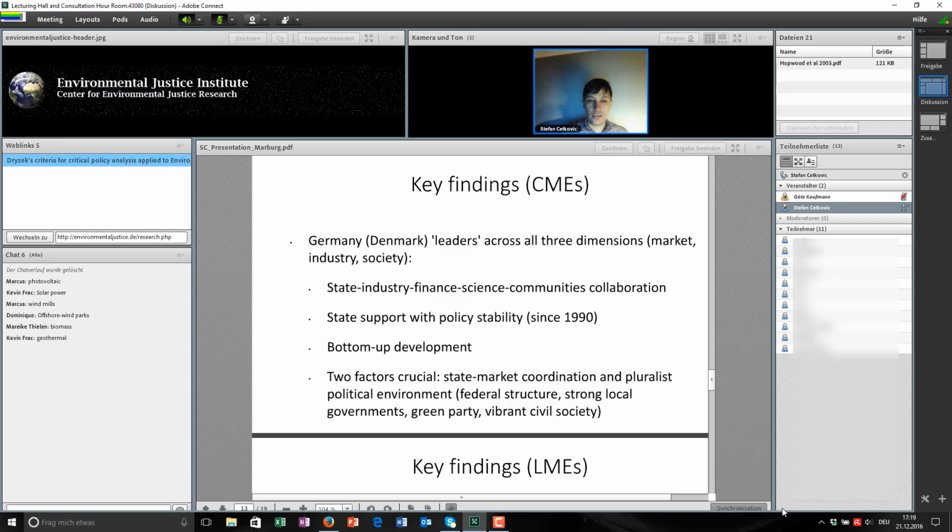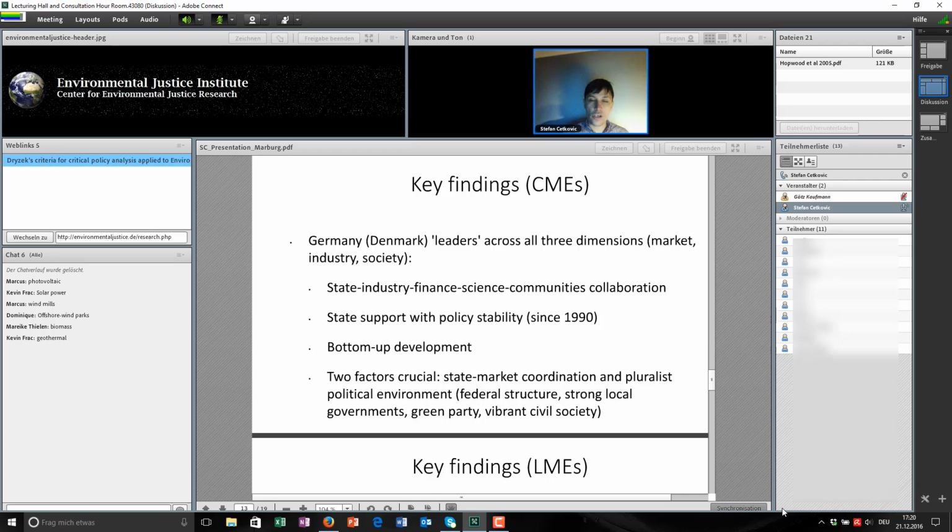But here again, as I already said in the first slide about the key arguments that I want to make, here we explain the fact that Germany and Denmark are the leaders across these three dimensions. We explain this by these two factors, which I already mentioned. On the one hand, you have state market coordination, and on the other hand, you have this more pluralist political environment. You have in Germany a federal structure, strong local governments, a very strong Green Party, a vibrant civil society.